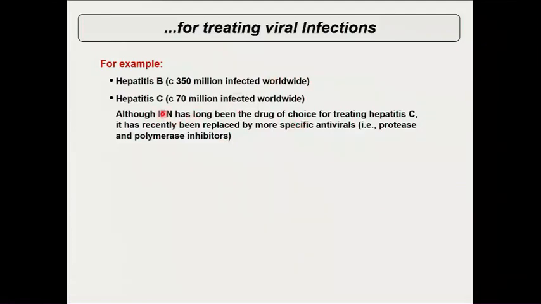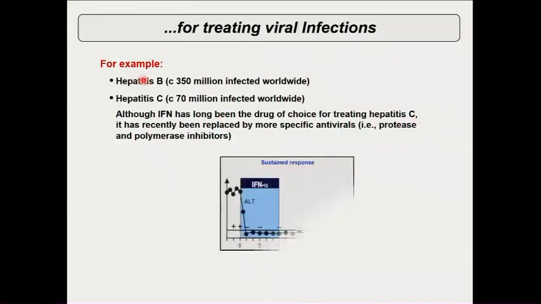Interferons are used, or have been used, to treat hepatitis viruses. And we're talking here about hepatitis B and hepatitis C viruses. And in both instances, there are millions of people that are infected worldwide. And interferons have been the drug of choice for Hep C, but as I told you, this has now been largely replaced by specific antivirals, but interferons are still the drug of choice for the treatment of hepatitis B.